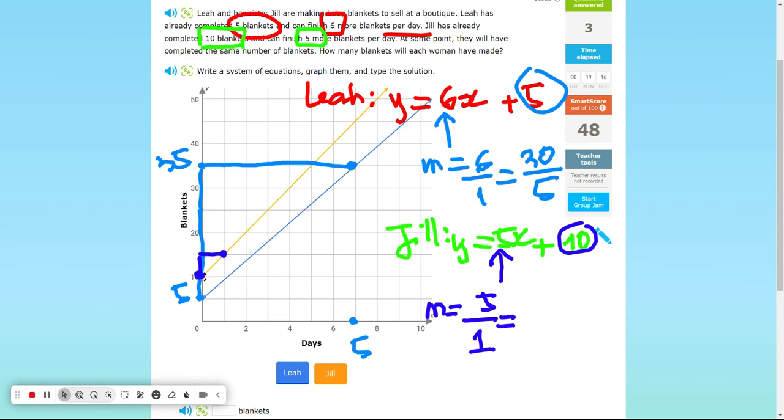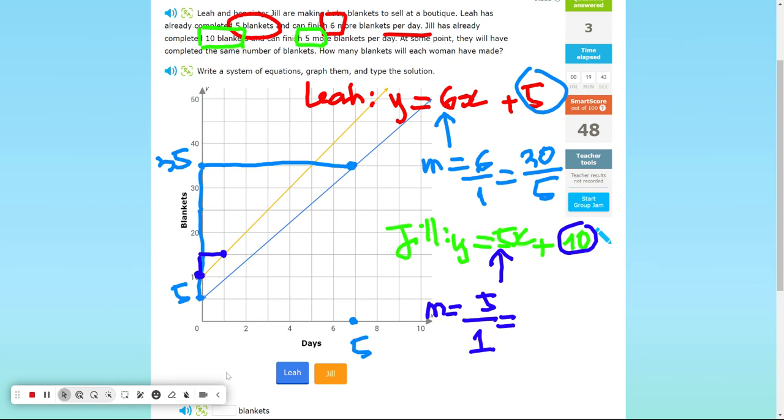Okay, so let's see over here. The 2 lines do not intersect, so something is wrong. Let me see. Jill already had 10 blankets, so 10 in the back, that's correct. 5 more blankets per day, so 5 in front of x. So up 5, right 1. Why is it not working?